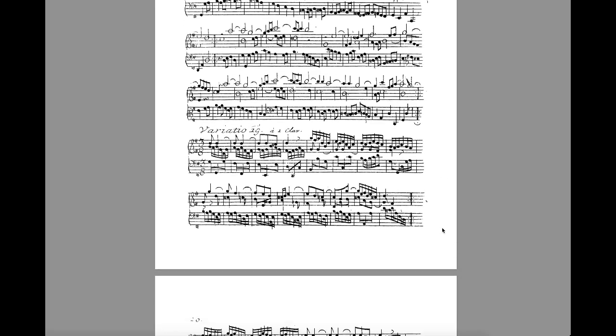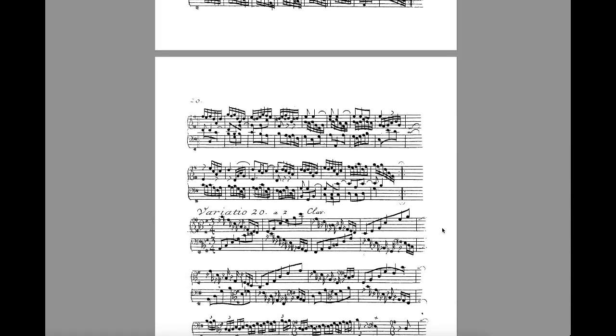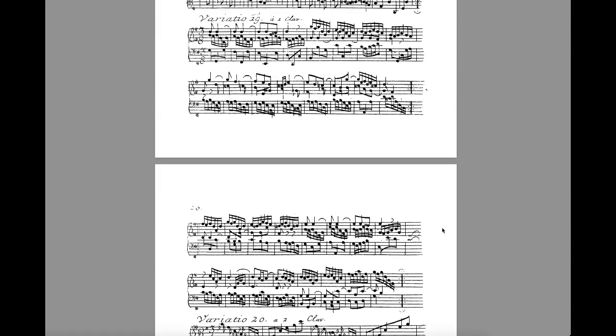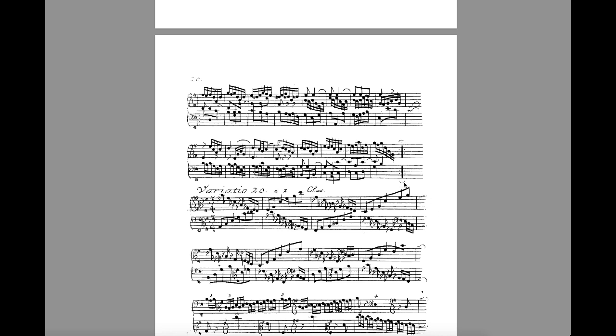And this goes into variation 19. Variation 19 continues on the next page. It's kind of a short variation. And at the end of variation 19, once again, we have a fermata here at the end.